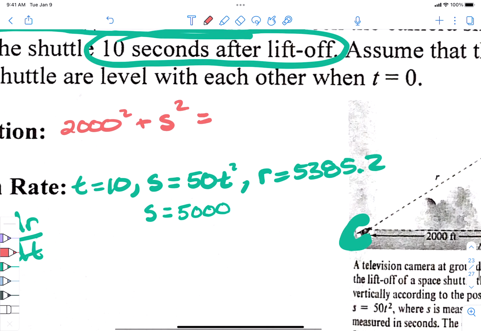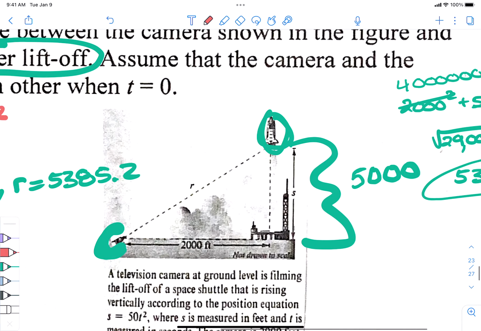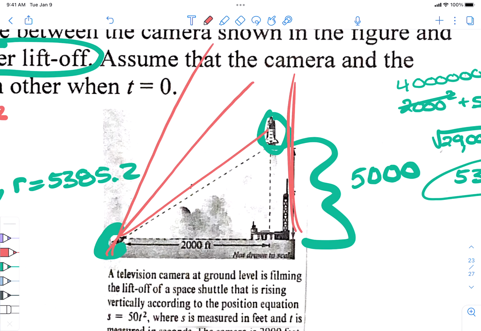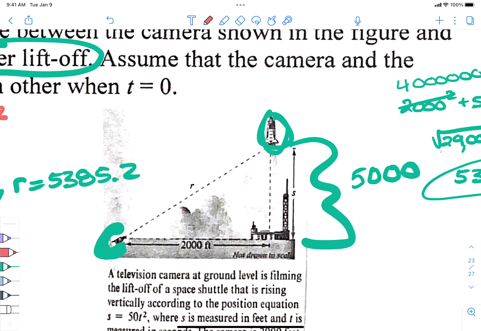Equals what? R squared. We found R! So why can't we put that in? Just wait, because the R is going to change, right? As the shuttle goes up, the R is going to change distances, and the S is going to change. The only thing that doesn't change is this 2,000. That camera stays 2,000 away from the shuttle at all times. That horizontal distance stays the same, okay? That's the only thing that doesn't change.